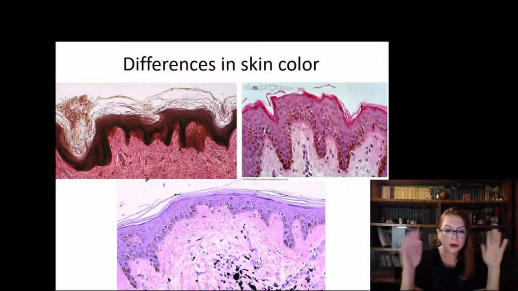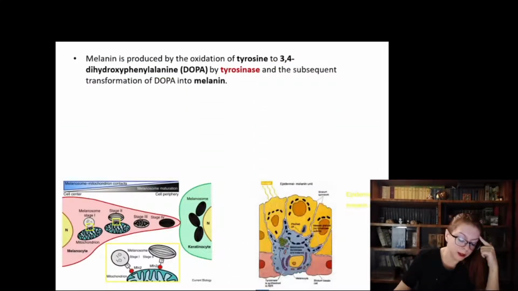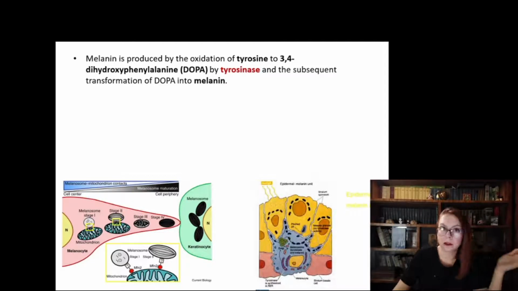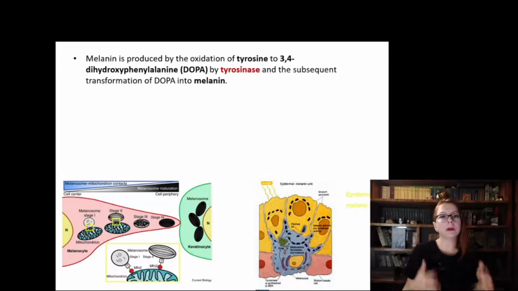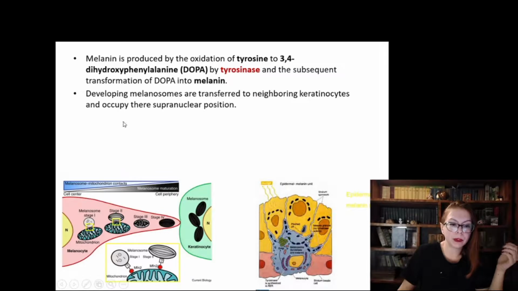Okay. So let's move on and discuss some details about the melanocytes. First, they produce melanin from a special amino acid, tyrosine, with the help of the enzyme tyrosinase. Tyrosinase is important as it is used as a marker for melanocytes and the cells derived from them. Then, how is melanin produced?